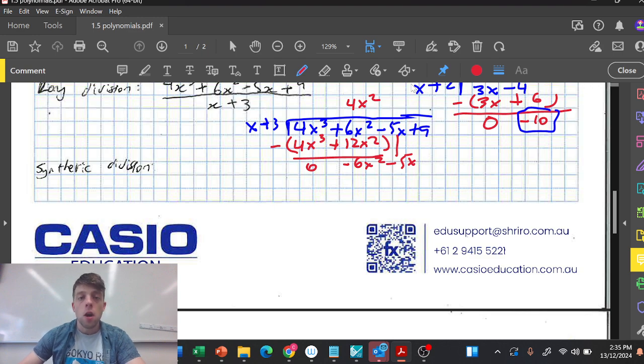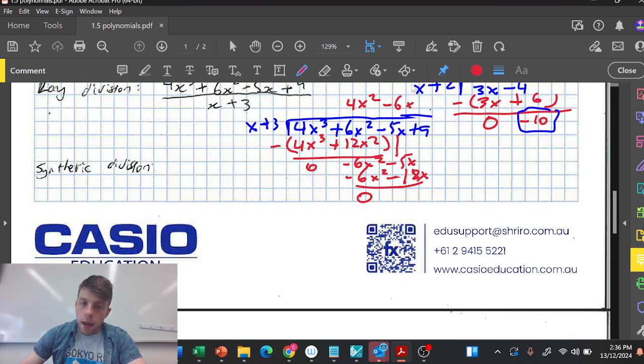So this time we're going to take the leading term of the dividend divided by the leading term of the divisor. So we're going to take minus 6x squared divided by x. So this is going to come out as minus 6x. Take this, multiply it by this. Negative 6x times x is equal to negative 6x squared. Negative 6x times 3 is going to be equal to negative 18x. That minus that is 0.